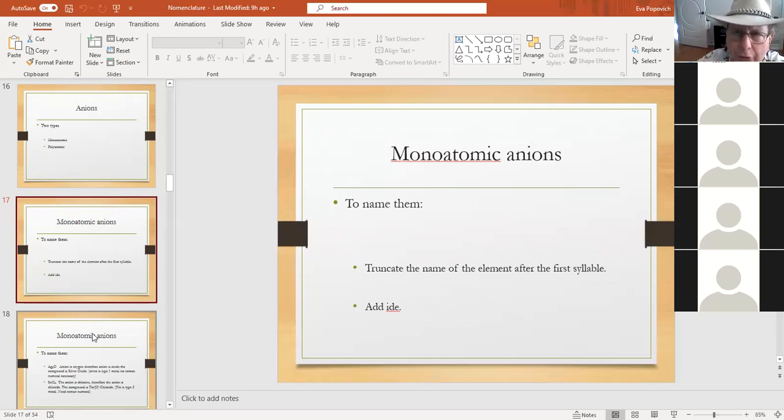Does anybody not understand what a syllable is? It's a silly question, I know, but I had somebody in my earlier class that didn't. Anybody not know what a syllable is?